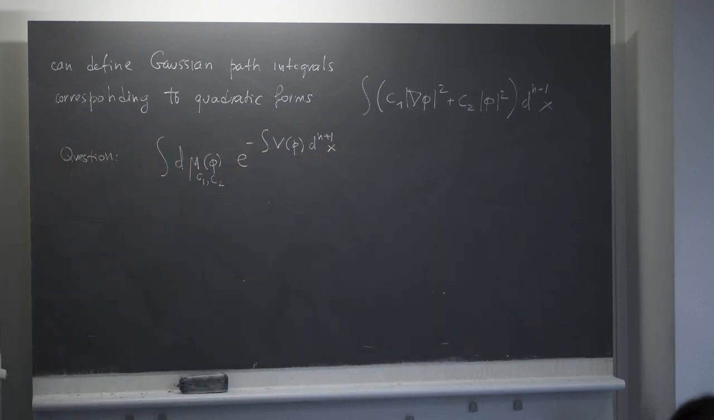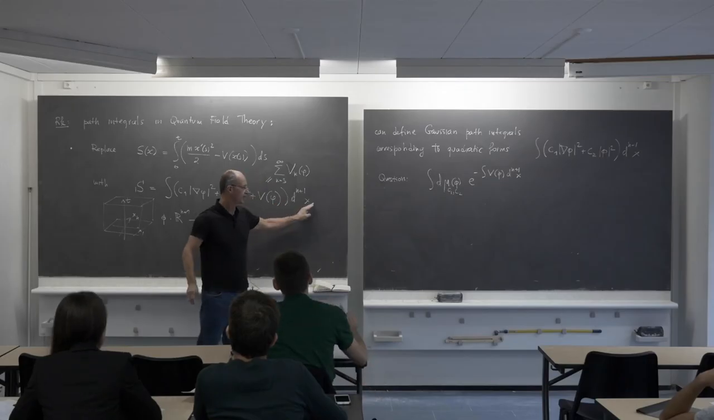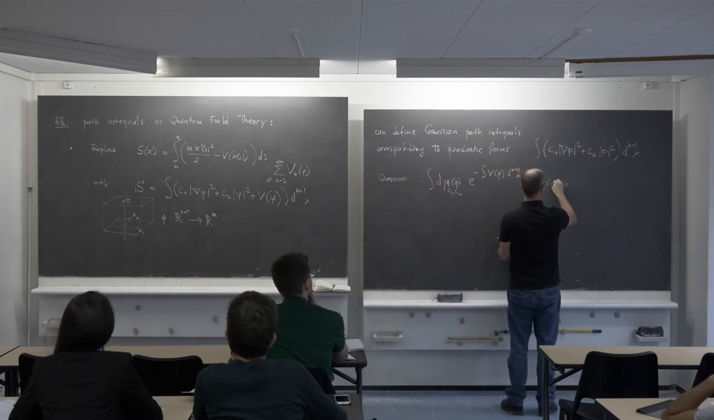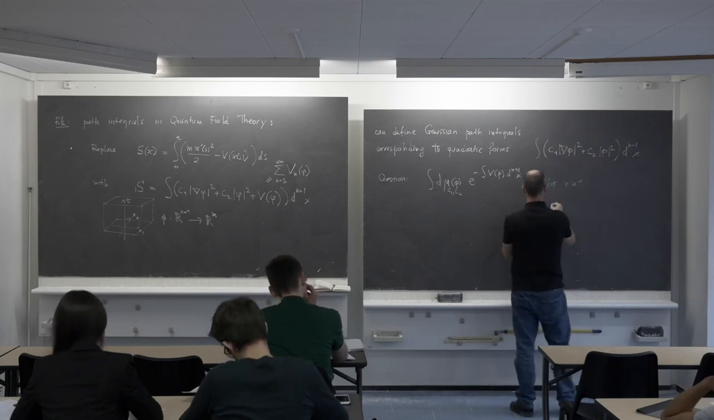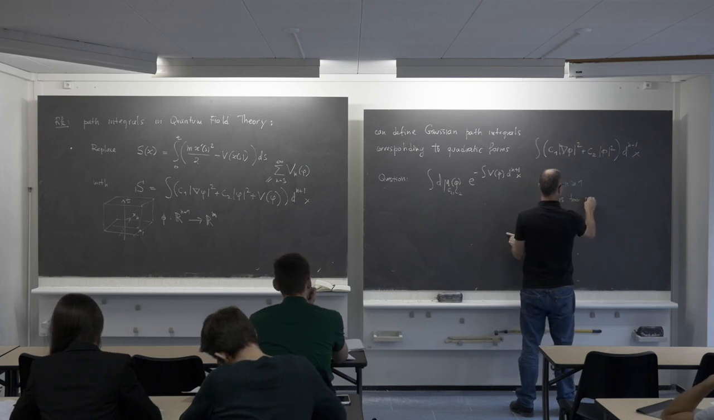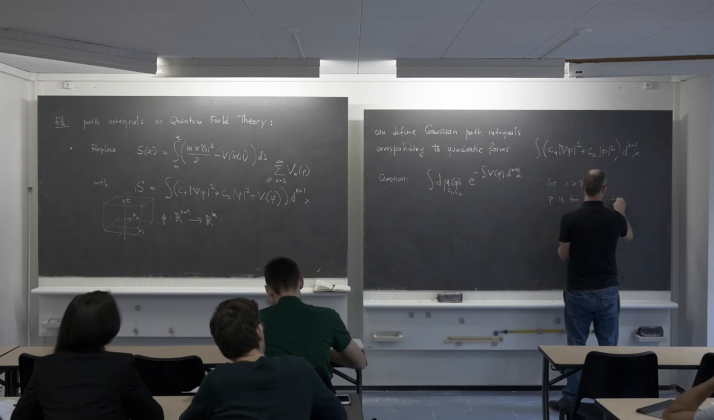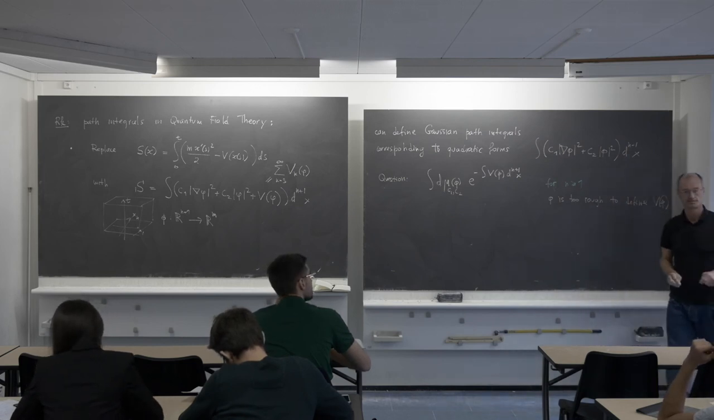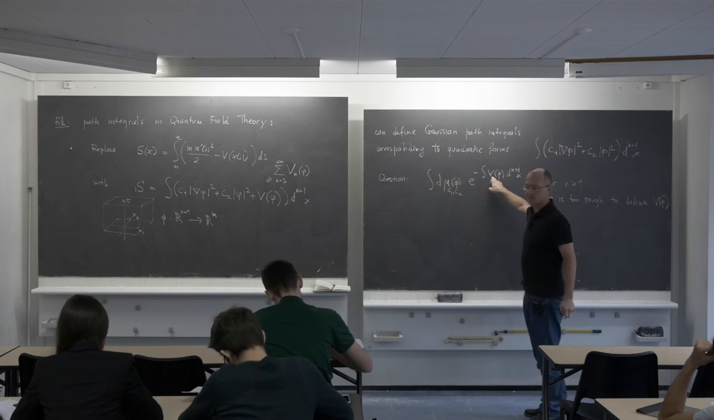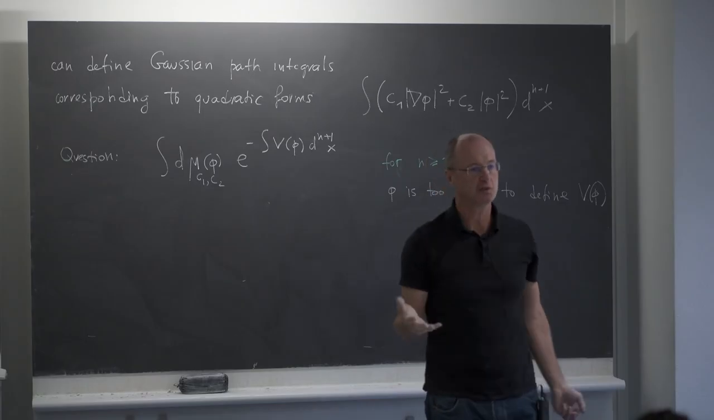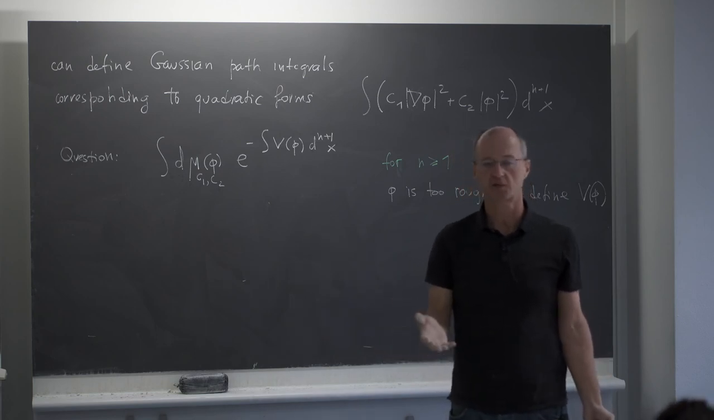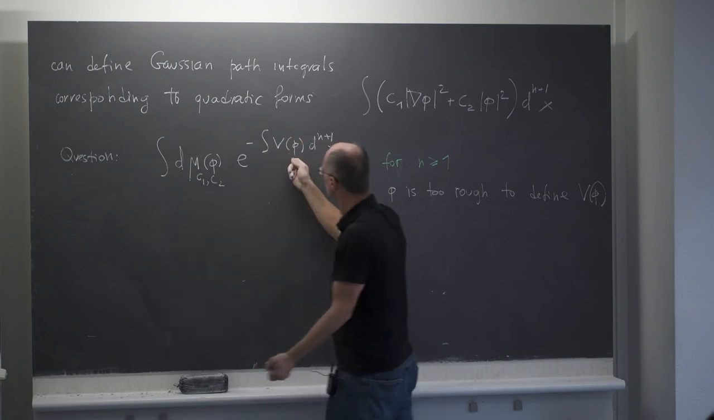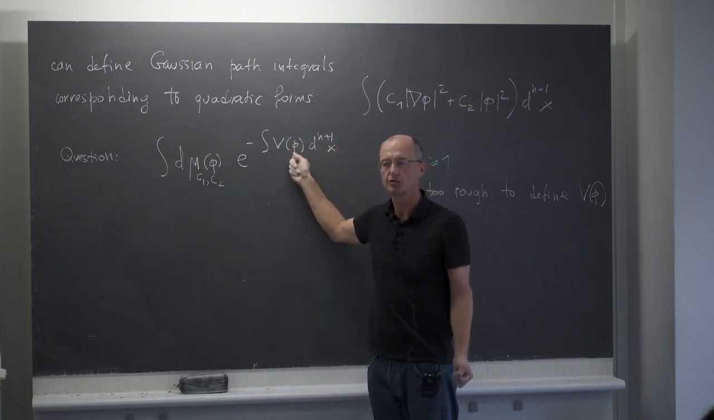So the problem is that starting from n equal 1, that is starting from two-dimensional field theory, for n greater or equal than 1, phi is too rough to define V of phi. So that becomes problematic, right? Before we encountered a little bit of that problem because x prime or x prime square were not defined. So our functions in the support of the measure were too rough. Now they will be too rough even to define V of phi.